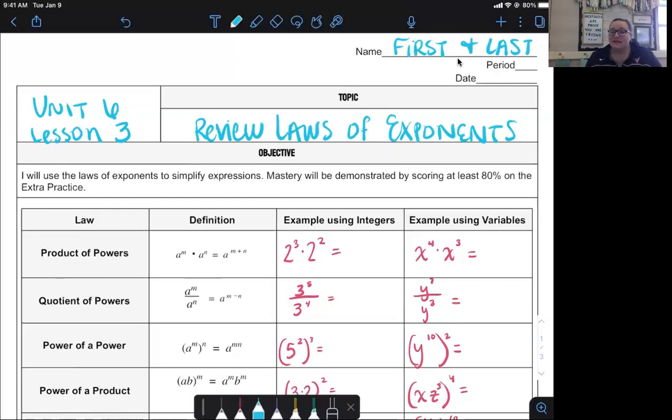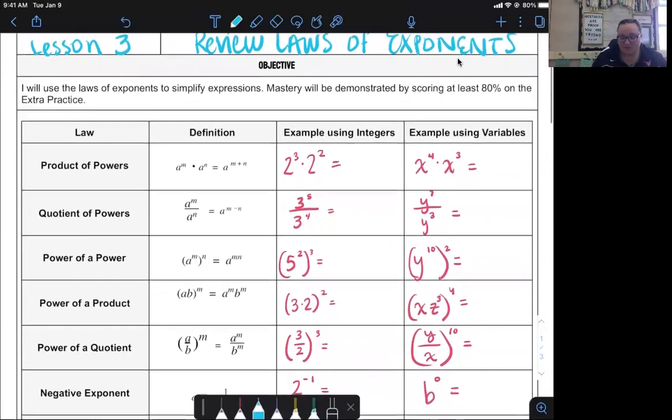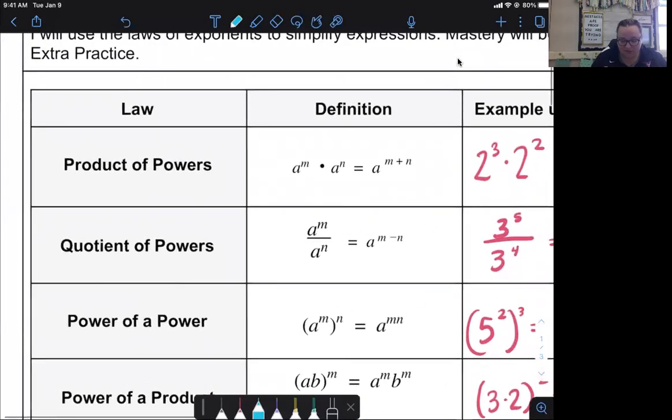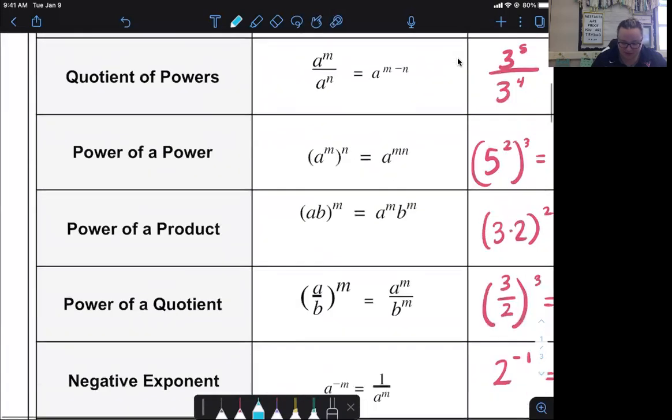Don't forget to put your first and last name, period, and the date in the upper right-hand corner. Our objective today is I will use the laws of exponents to simplify expressions, and mastery will be demonstrated by scoring at least 80% on the extra practice. So, as you can see, we've got all the laws of exponents listed here.